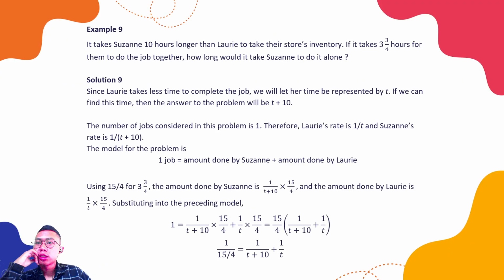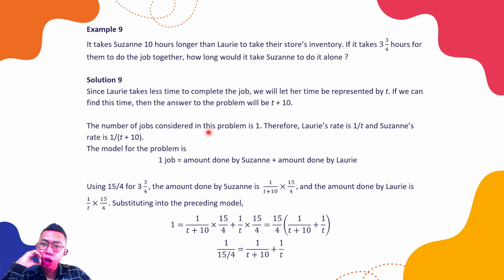Example 7. The problem is: it takes Suzanne 10 hours longer than Laurie to take their store inventory. If it takes them 3 and 3/4 hours to do the job together, how long would it take Suzanne to do it alone? The solution is: since Laurie takes less time to complete the job, we let her time be t. If we can find t, the answer to the problem will be t plus 10.